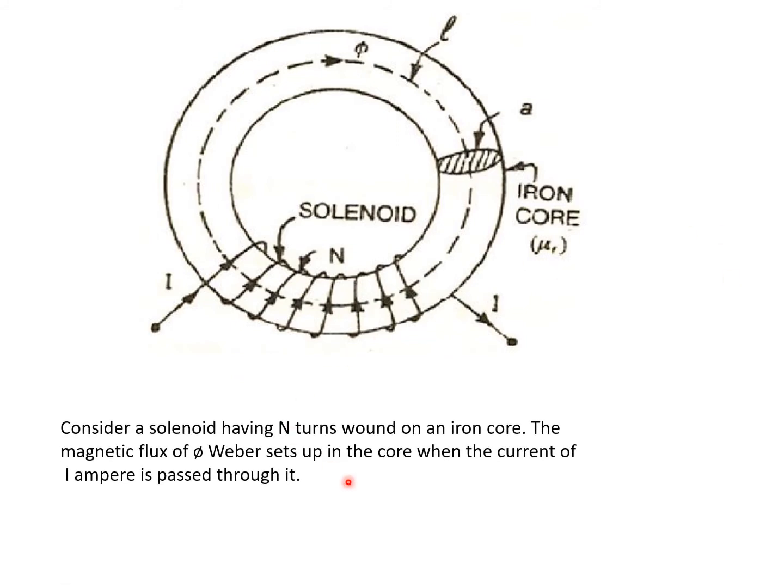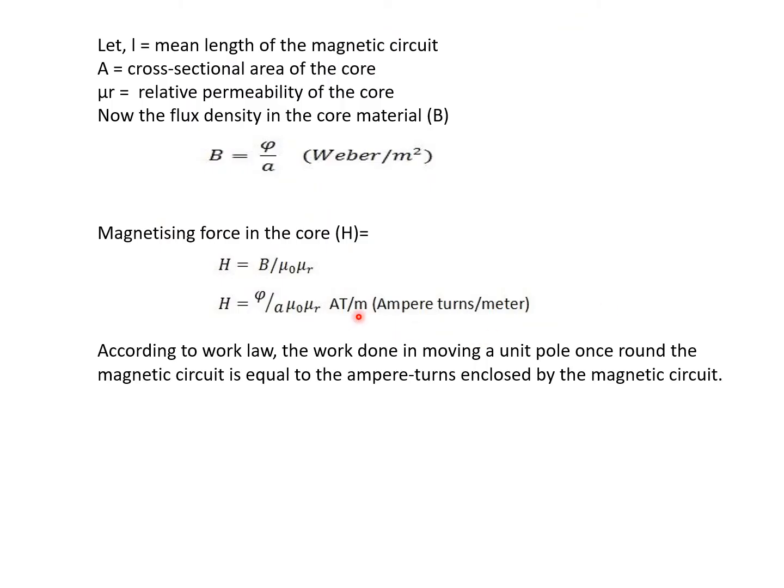Okay. So now the magnetic flux. Okay, magnetic flux is having what unit? Weber. So let us say that the phi is the flux having Weber, which is set up in the core, and when the current I ampere passes through it, what is happening? The magnetic flux density is set up in the core.